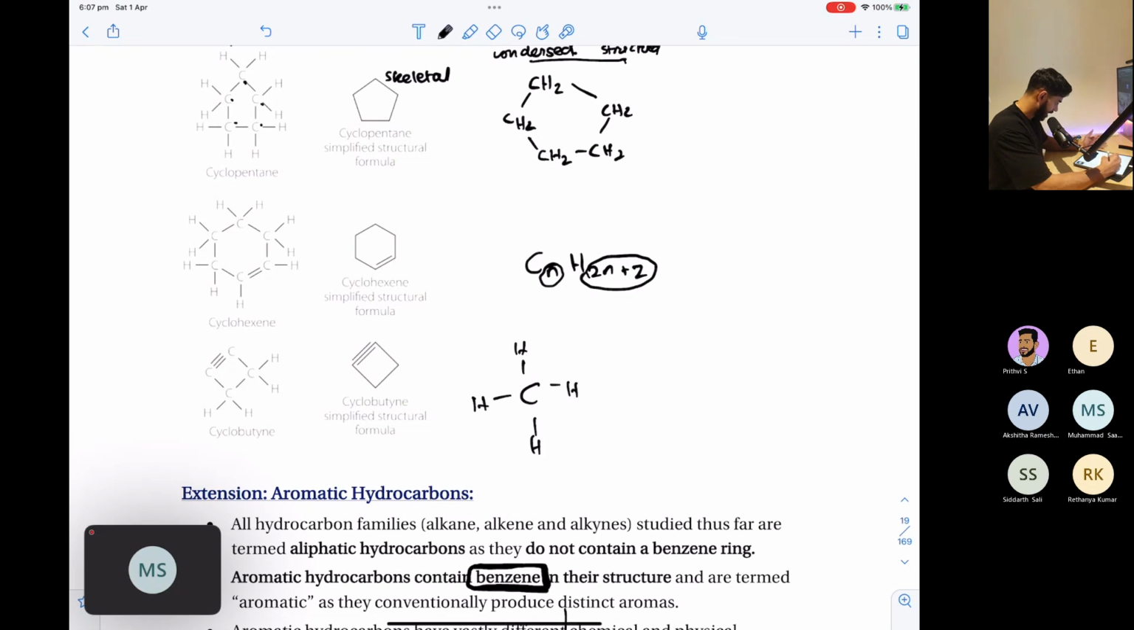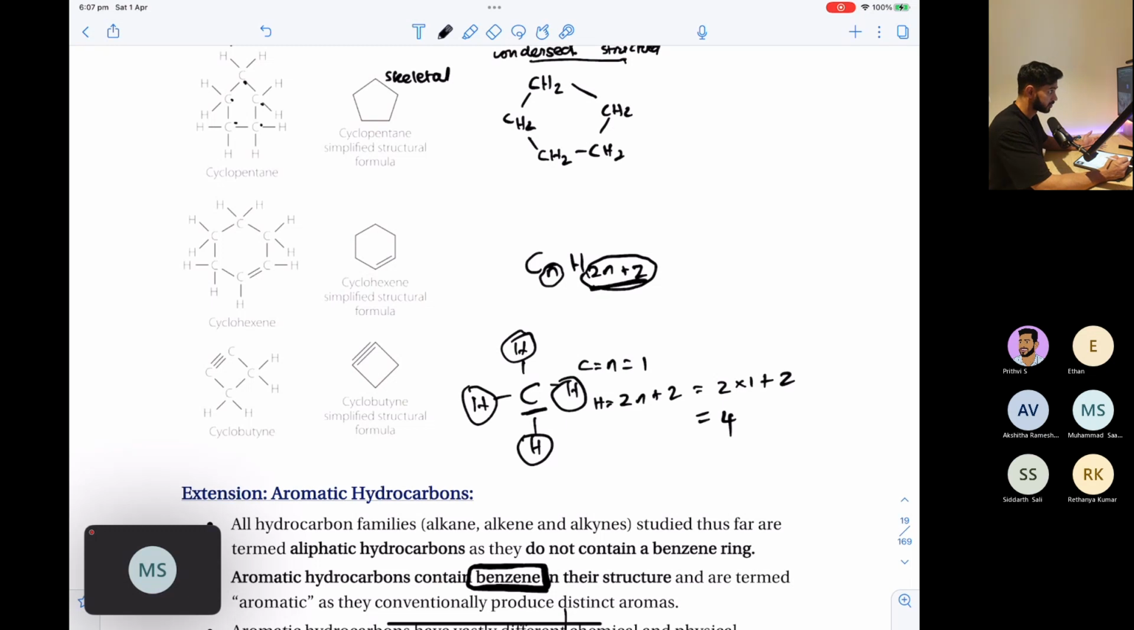What is n equal to? N is equal to 1. There's only one carbon. You agree? The number of hydrogens will be equal to 2n plus 2, so it'll be equal to 2 times 1 plus 2, which is equal to 4. Can you see how there's 4 hydrogens?